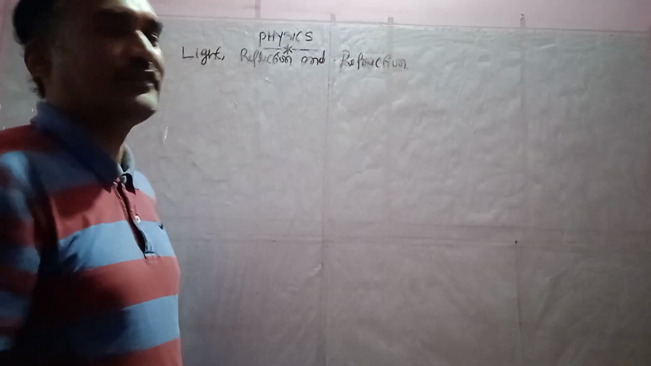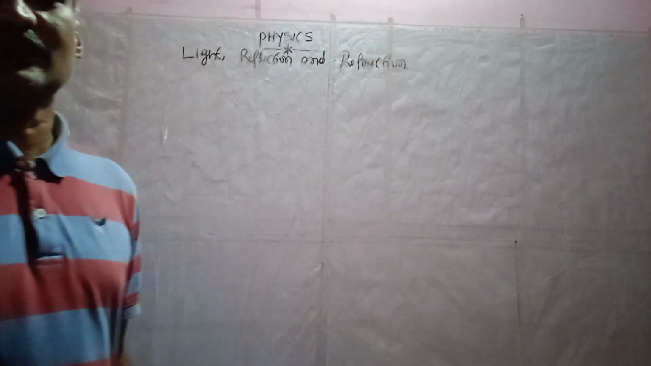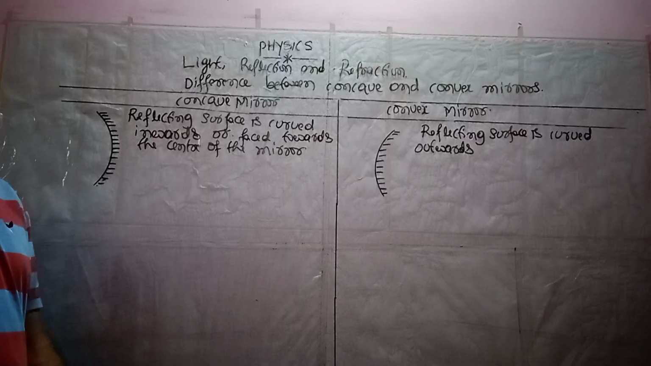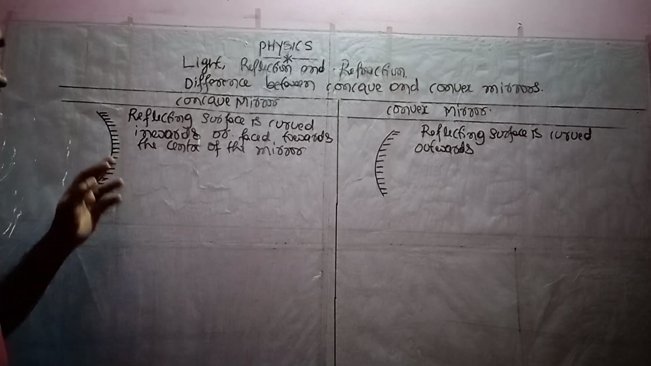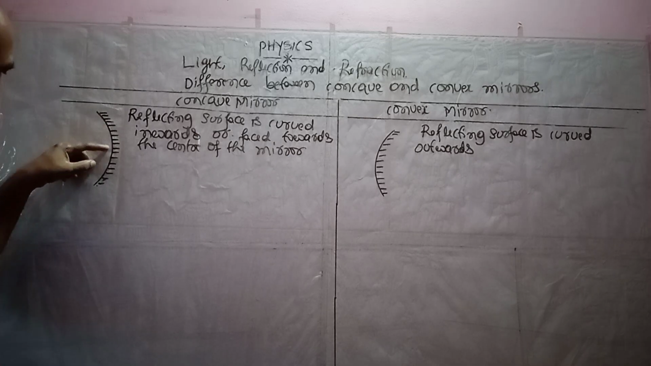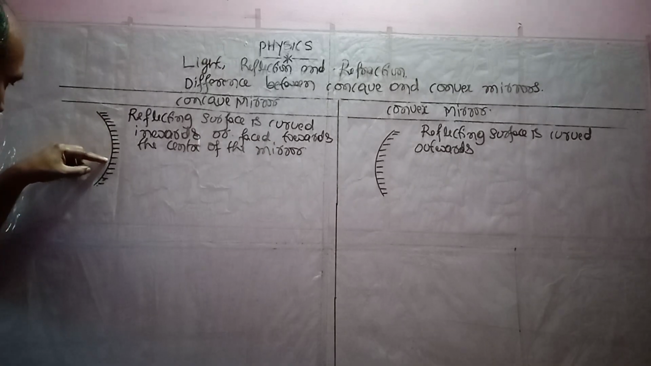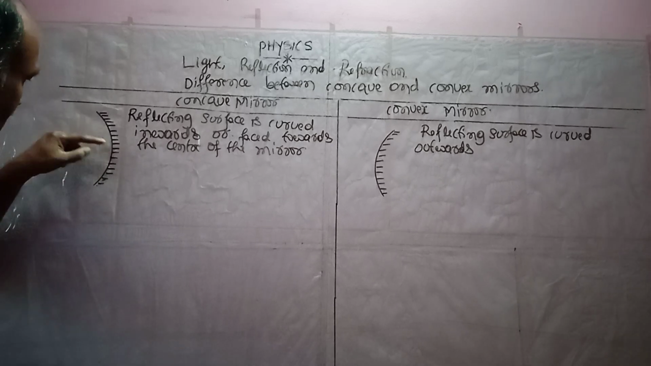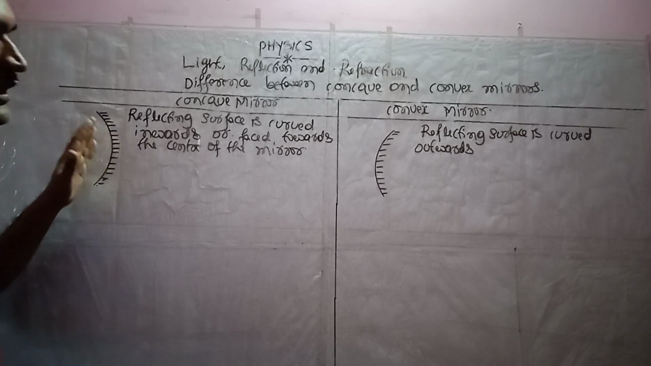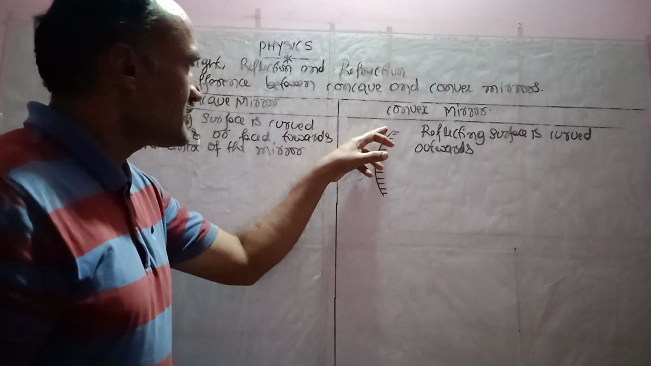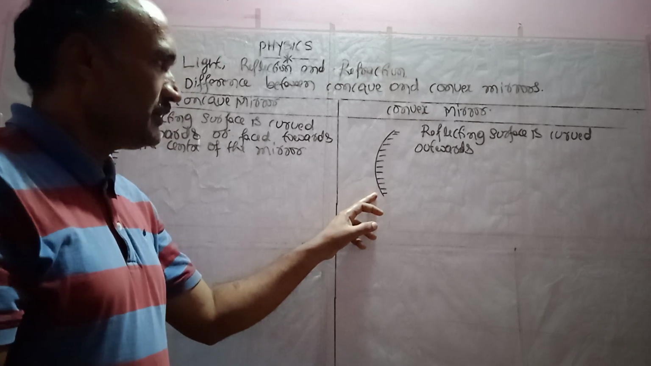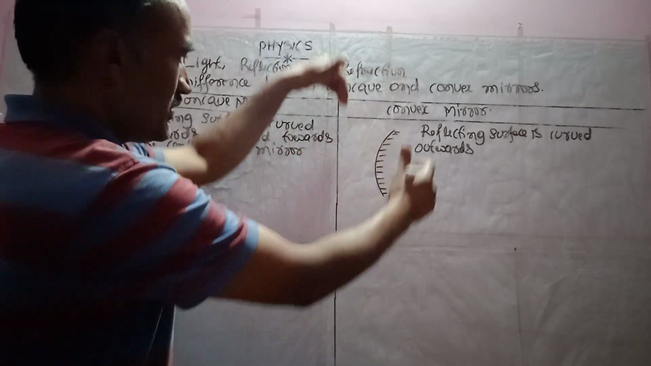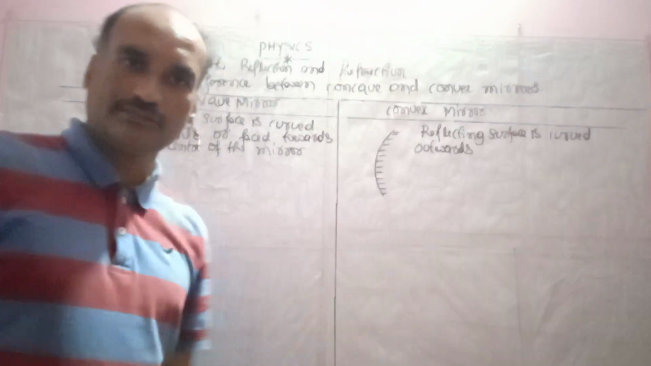Now we will study the difference between the concave mirror and the convex mirror. The first difference: the reflecting surface of a spherical mirror is curved inwards, facing toward the center of the mirror. Then such a mirror is what we call a concave mirror. If the reflecting surface of a mirror is curved outwards, bulged outwards, then it is a convex mirror.